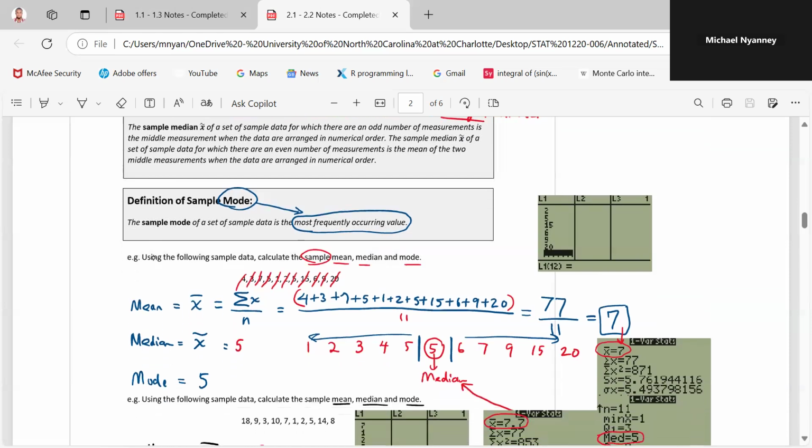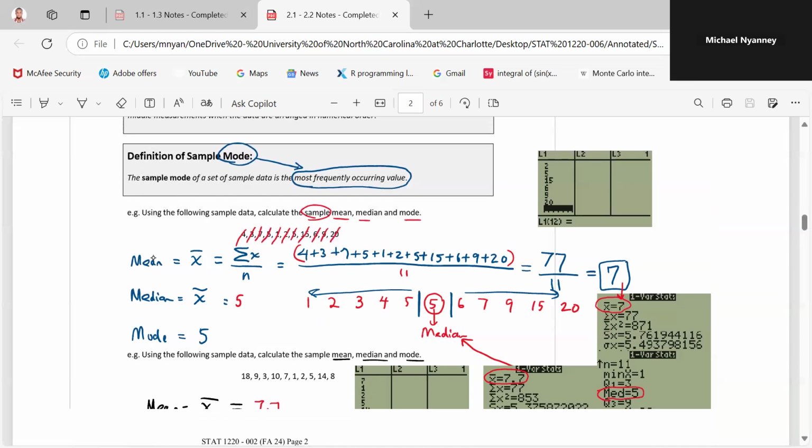Okay. And we want to know the definition of the sample mode. So we want to know the number in our data set that occurs the most. You have a data set. Which number occurs the most? Then that is our mode. Sometimes you can have two numbers occurring the most. Then know that the modes are these two data points.